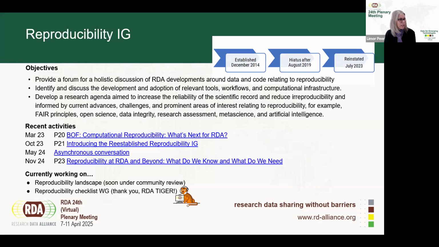Just one final thing. We are also in the process of launching a reproducibility checklist working group that will have very specific deliverables within an 18-month period of time. Thank you very much to RDA Tiger for supporting the effort, and again, you'll hear much more about that in the coming weeks.